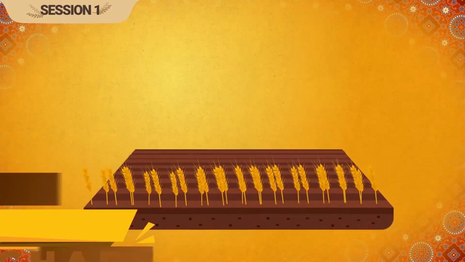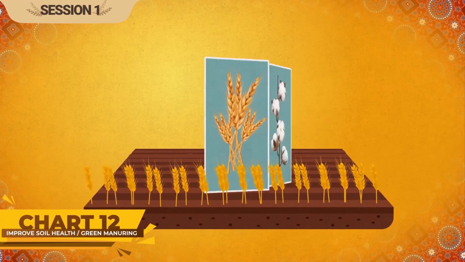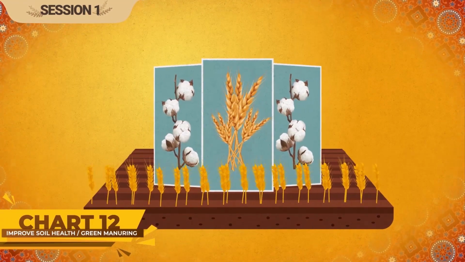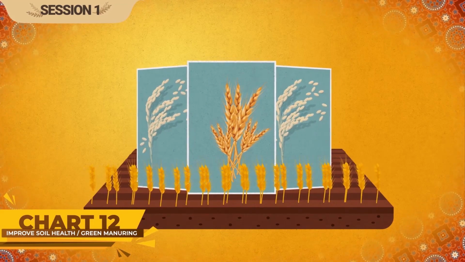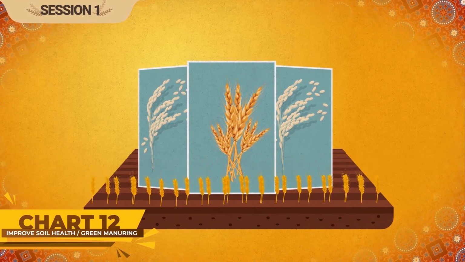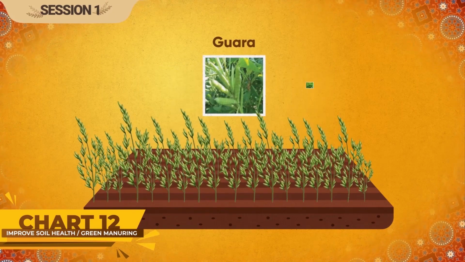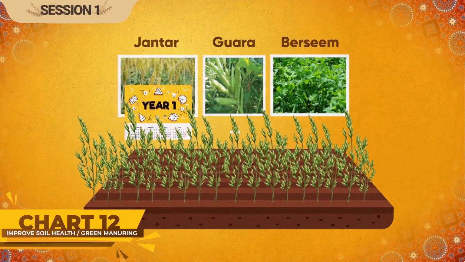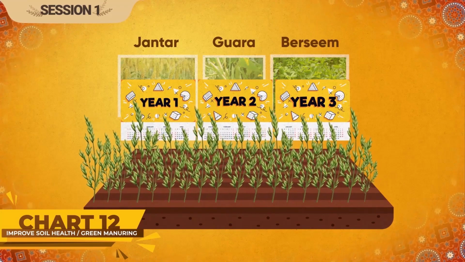Improve soil health or green manuring. By continuous cultivation of different crops, soils become deficient in organic matter. To improve the physical health of soil, cultivate Guara, Berseem, and Jantar at least once in 3 years.